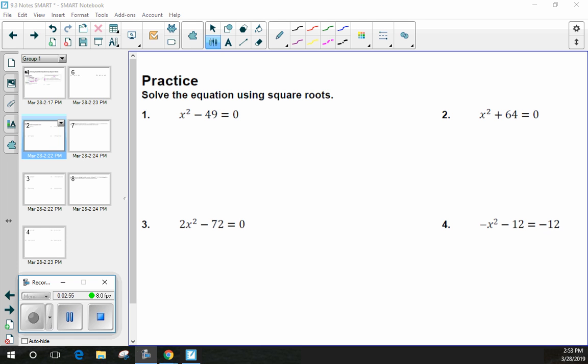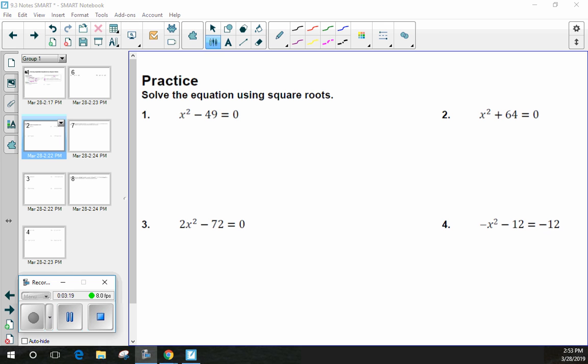All right, so let's try a few like this, right? So these are all, if you look at them, right away you can tell these are good candidates for the square root method because I don't have an x term, a degree 1 term. I just have the x squared term and the constant. So 2 steps. Isolate the x squared term by doing those inverse operations, and then take the square root of both sides. That's the moral of the story. Okay, so let's try number 1 really quick.